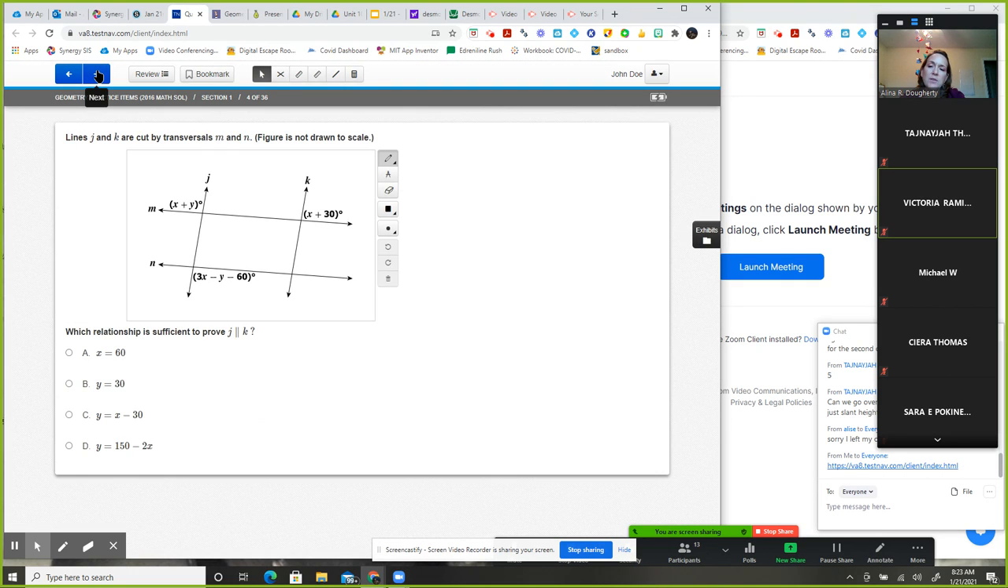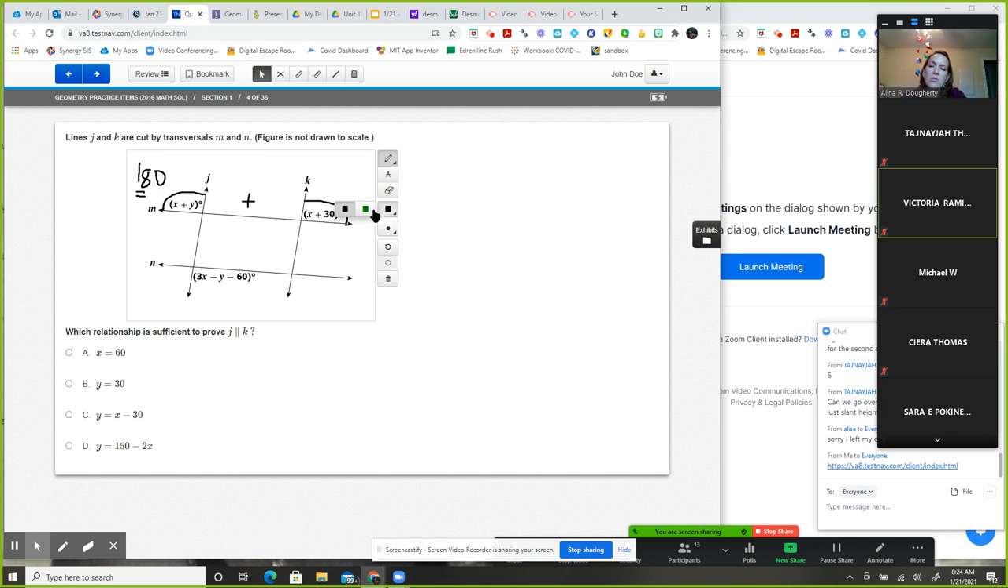The link's in the chat if you need it. What equations could I set up here? How is this angle and this angle related? Are they equal, or do I add them and set them equal to 180? They're not equal. So they're going to be same side supplementary. Same side supplementary. So those two are going to add up to 180 degrees, the two black angles.